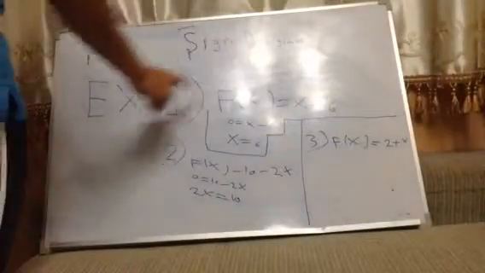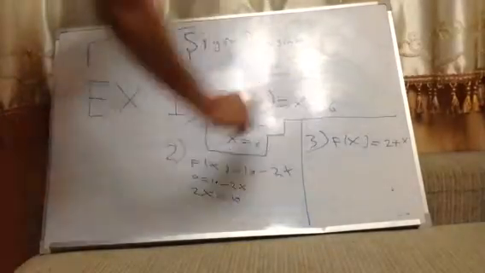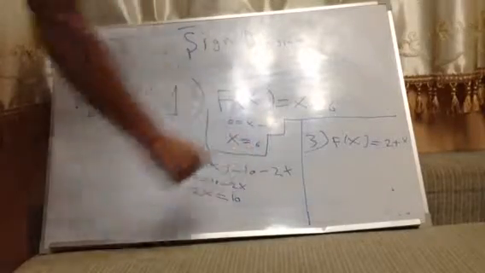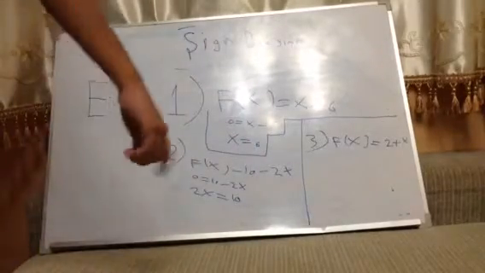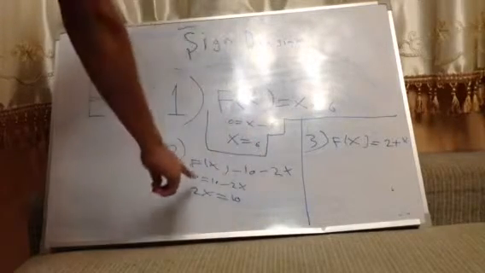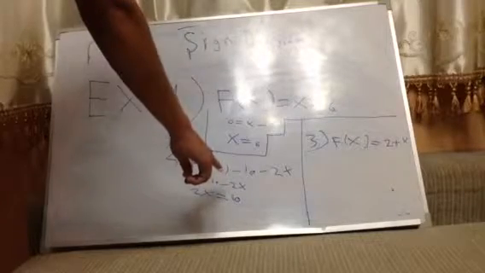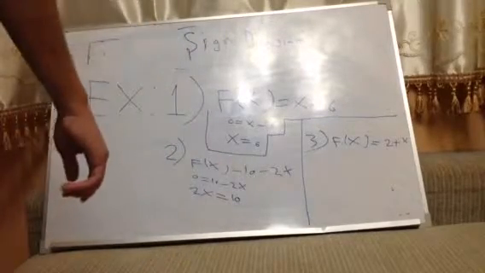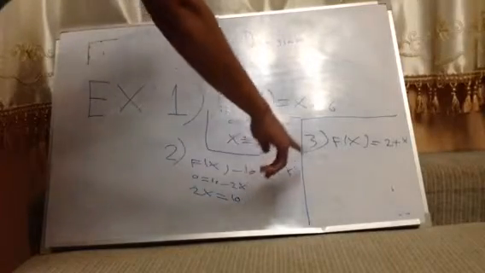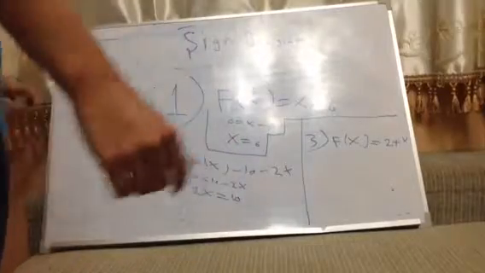Sign diagram examples. First, f of x equals x minus 6. 0 equals x minus 6, x equals 6. Second, f of x equals 10 minus 2x. 0 equals 10 minus 2x, 2x equals 10. Third, f of x equals 2 plus x.